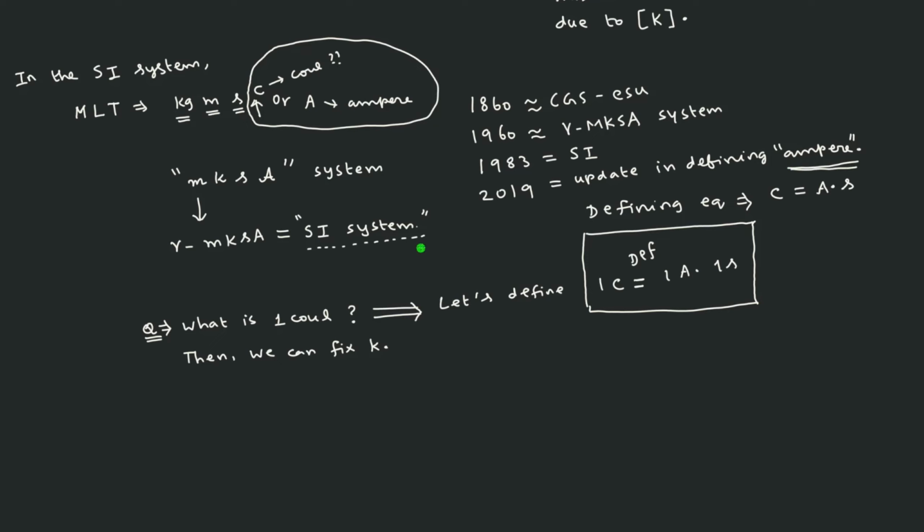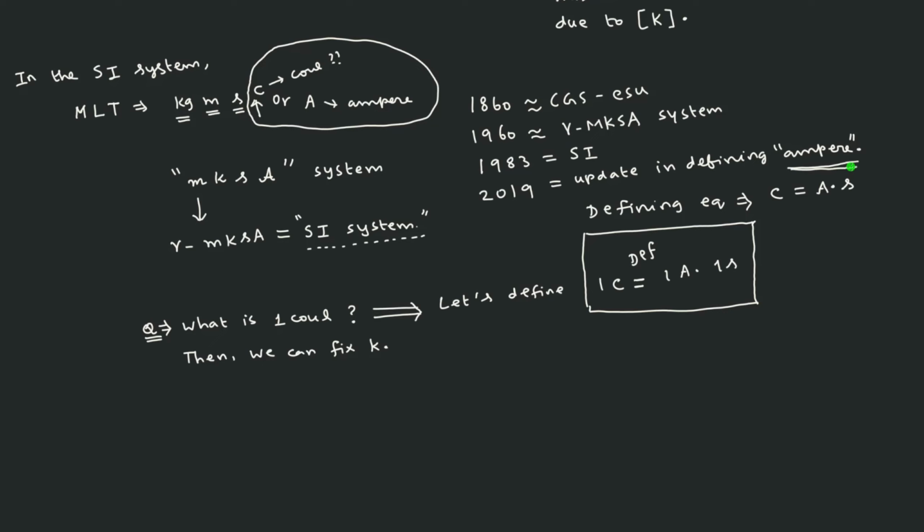In 1983, the ampere was defined based on the force between two current carrying conductors. Now that definition is rejected. Rejected means what? It will still work, but there is an improvement. When compared to the 1983 definition, the present definition based on the charge of the electron works better. It's more accurate.